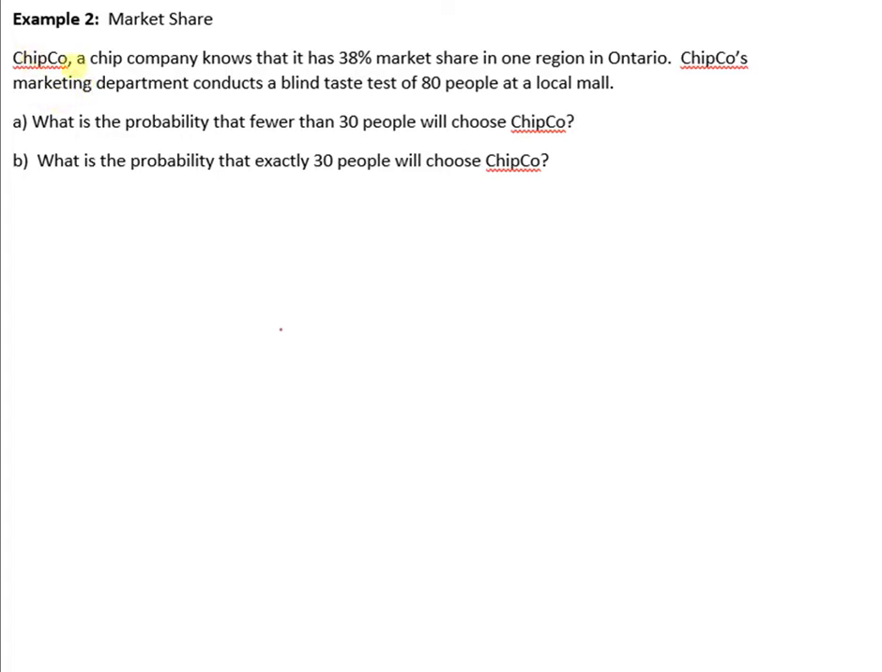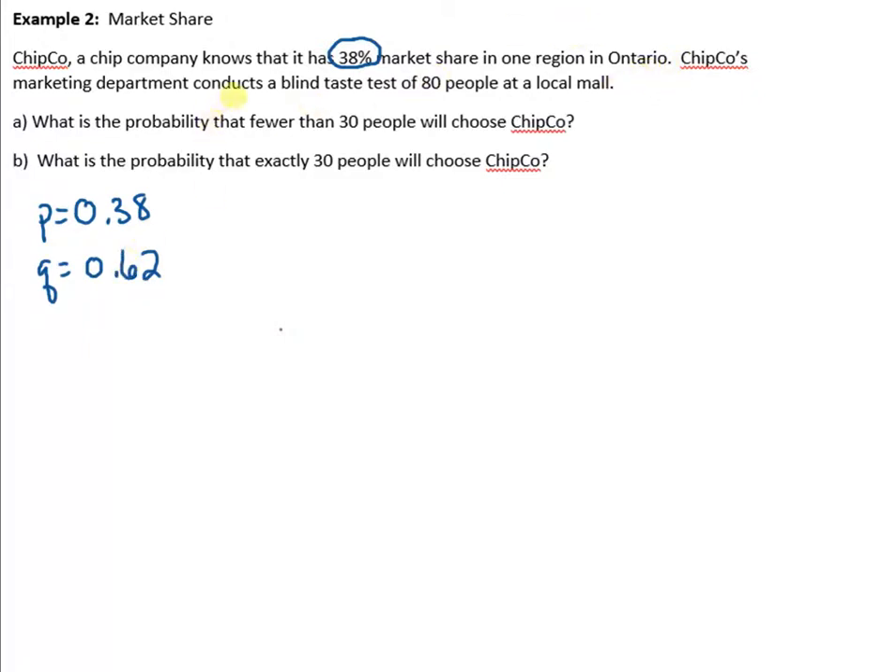Market share. So Chipco is a chip company that knows that it has 38% market share. And basically that's just a success. So what that means is that 38% of people like Chipco the best, okay, over any other chip company. And that gives us 62% of people like some other company, okay, in one region in Ontario.